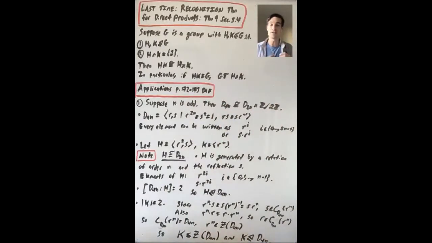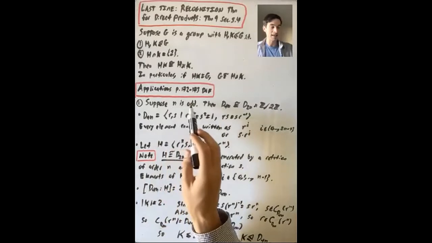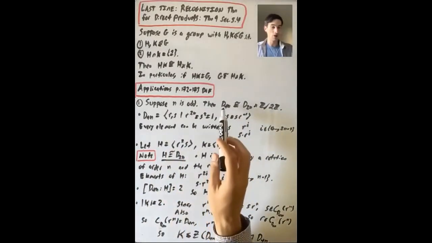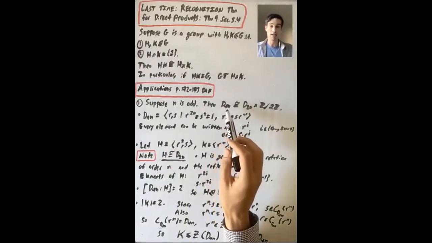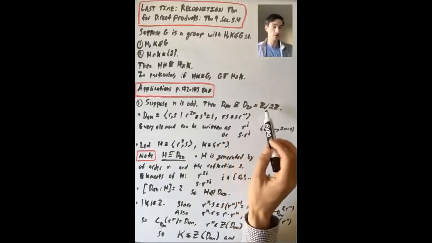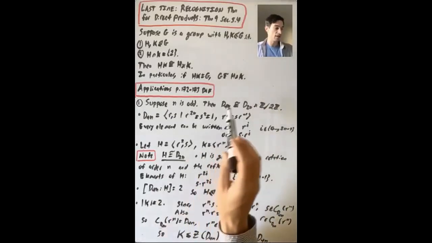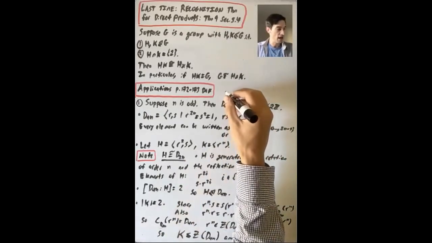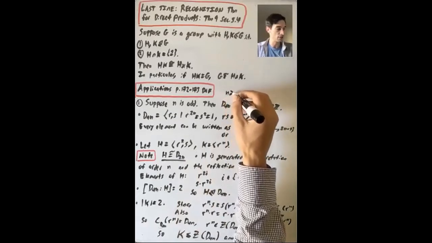So what I want to do in this first video is talk about applications of this recognition theorem. Let's do the first one. Let's suppose that n is an odd positive integer. We're going to show that D4n, the dihedral group of order 4n, is isomorphic to D2n cross Z mod 2Z. And okay, D4, D2 doesn't really make sense. So let's suppose that n is greater than or equal to 3.